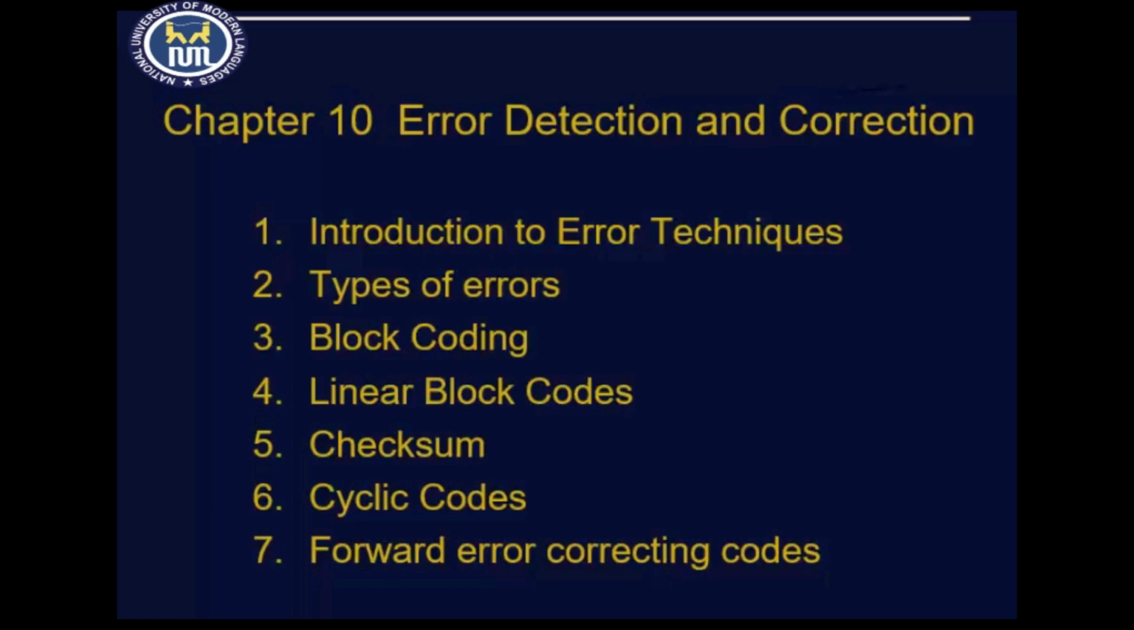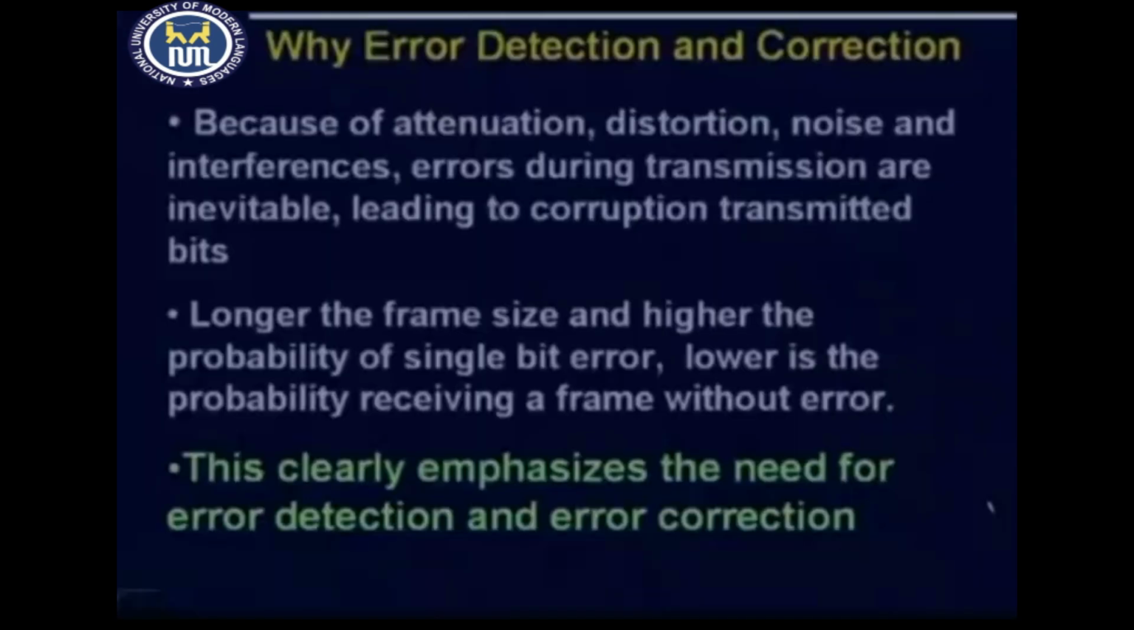First we will try to understand why detection and correction of errors are important. So we start with why error detection and correction. As I have mentioned earlier in the lectures, because of the attenuation, noise and interferences, some errors will definitely occur, and this will lead to the corruption of some of the transmitted bits. Particularly, there are two very important parameters. Number one is the frame size, and second is the probability of single bit error.